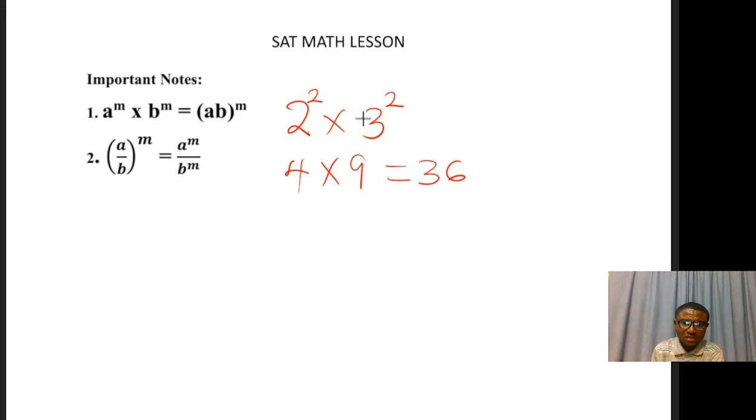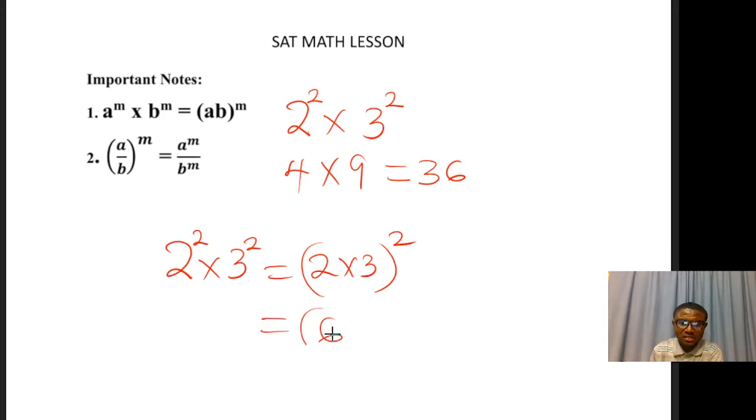So let's rewrite this now in this form. So 2 to the power of 2 multiplied by 3 to the power of 2 is the same thing as 2 times 3 raised to the power of 2, because we are taking the common powers here. So 2 times 3 is 6, and 6 squared is 36. Same thing, same answer here.